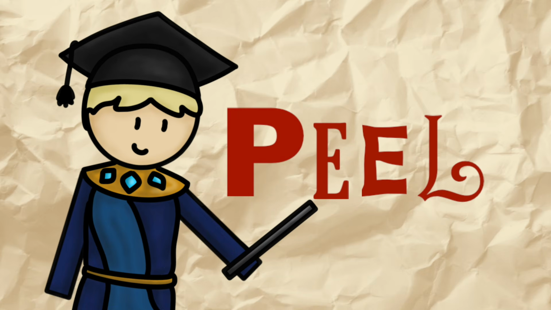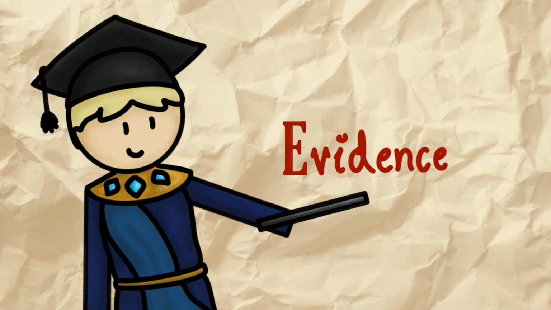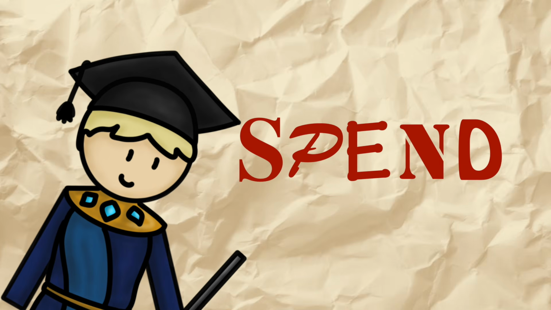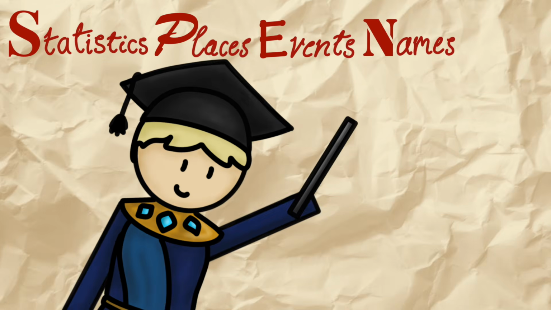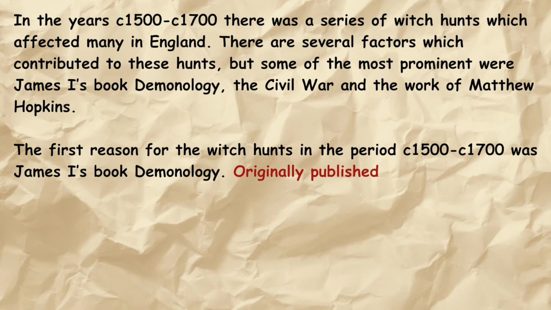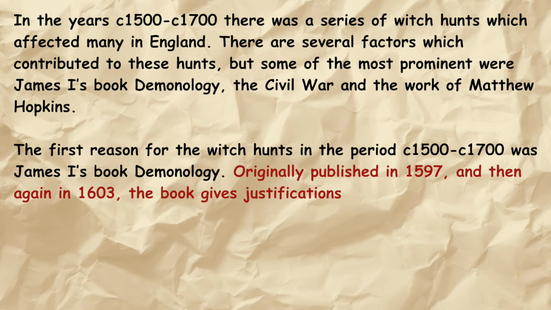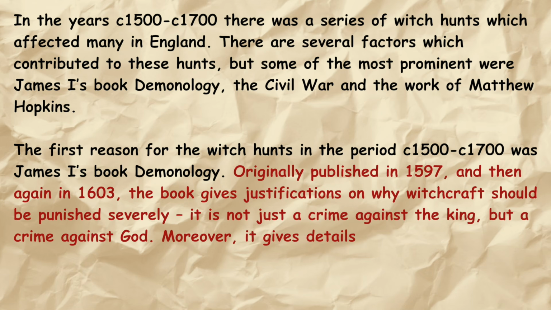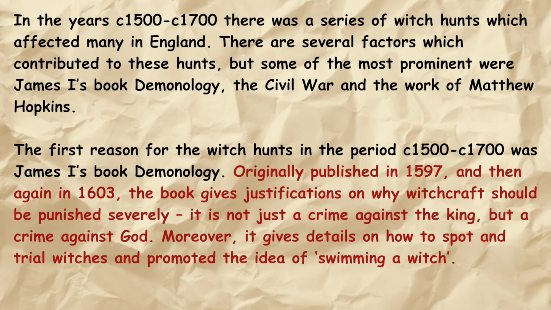We then move on to the next letter of PEAL, E, or evidence. Our evidence is our spend. Spend, for those of you who don't remember, is our statistics, places, events, names and dates. Originally published in 1597, and then again in 1603, the book gives justifications on why witchcraft should be punished severely. It is not just a crime against the king, but a crime against God. Moreover, it details on how to spot and trial witches, and promoted the idea of swimming a witch.